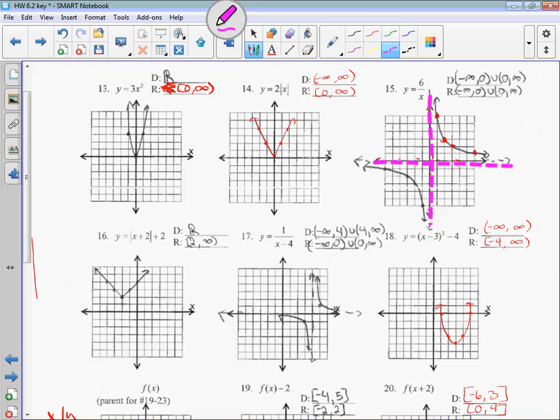Okay. Then it's a stretch by 6. That's sort of hard to think about with this kind of graph. So what you need to do, just think about plugging in a couple of values. So if I let x equal 1, what does y equal? 6. Okay, that's that point right there. What if x is 2? What's y? 3. What if x is 3? 2. And you don't have to do all of these, but what if x is 6?